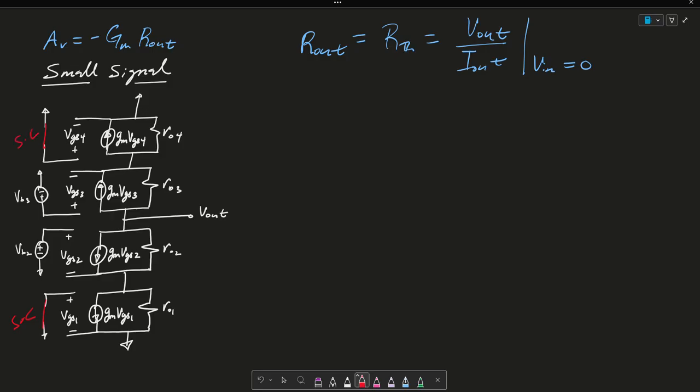So this is short circuited. So these are the special ones. All right, and we'll deal with those in a little bit. Let me go ahead and apply a current here, I out, and take a voltage source here, V out. Okay.